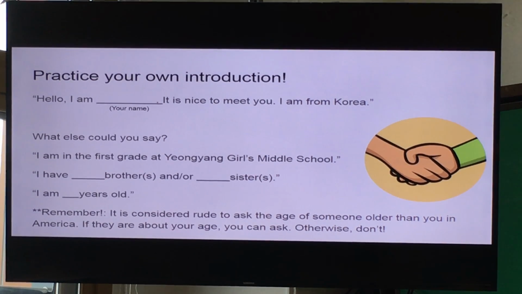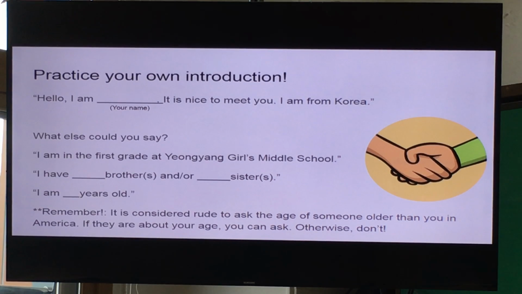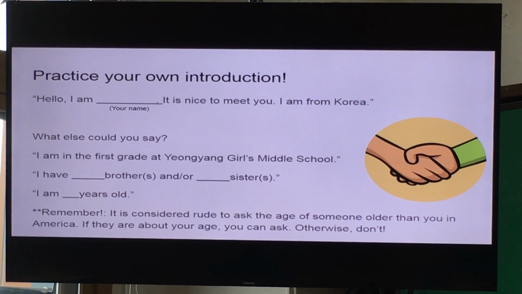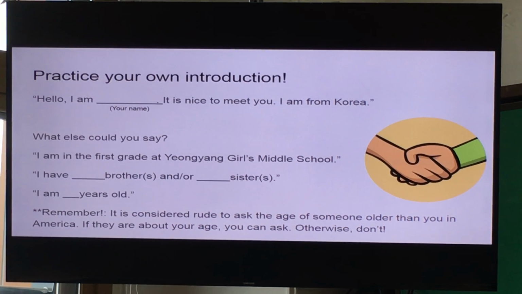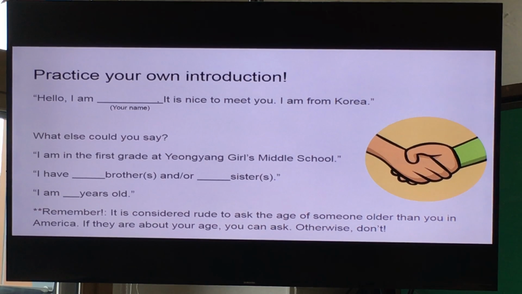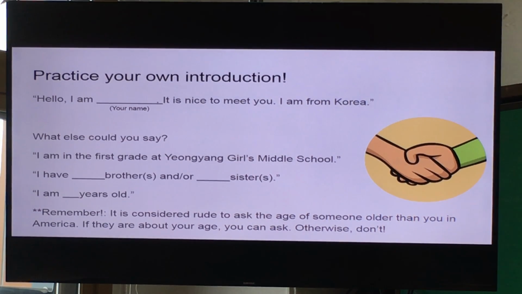Now what else can you say, right? You've said your name, it's nice to meet you, I'm from Korea. That's great, but you could also say, right, you're in the 1st grade at Yongnam Girls Middle School. You can say if you have any brothers or sisters, and you can say how old you are.